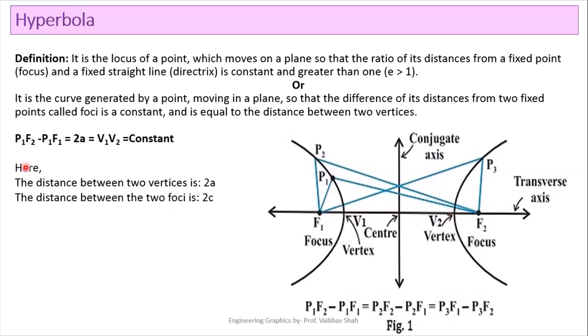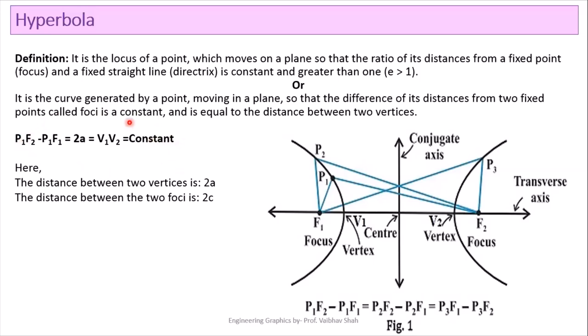So we can say it is a curve generated by a point moving in a plane so that the difference of its distances from the two fixed points, p1 f2 minus p1 f1, is a constant 2a, which is equal to the distance between the two vertices v1 and v2, and which is always constant.